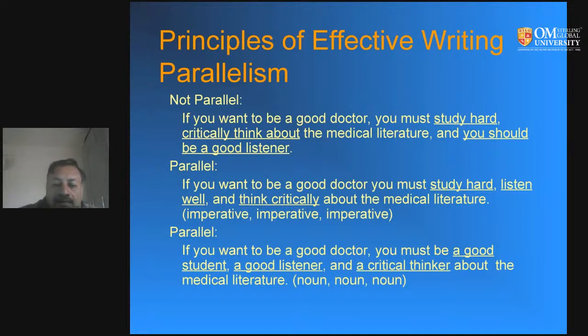Another example: if you want to be a good doctor, you must be a good student, good listener, and critical thinker about medical literature. So these are all three nouns: student, listener, and critical thinker.